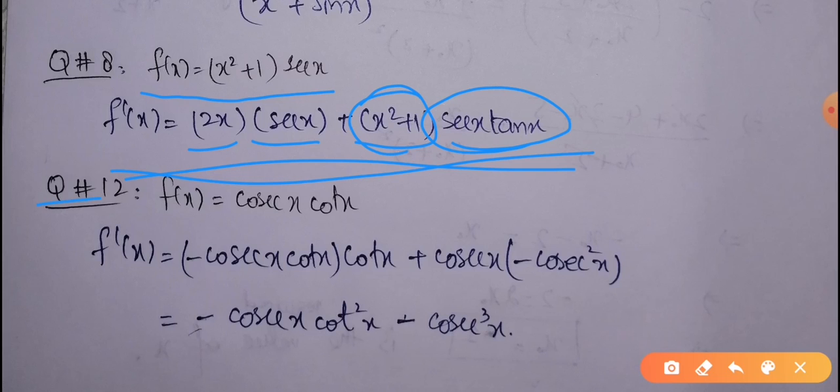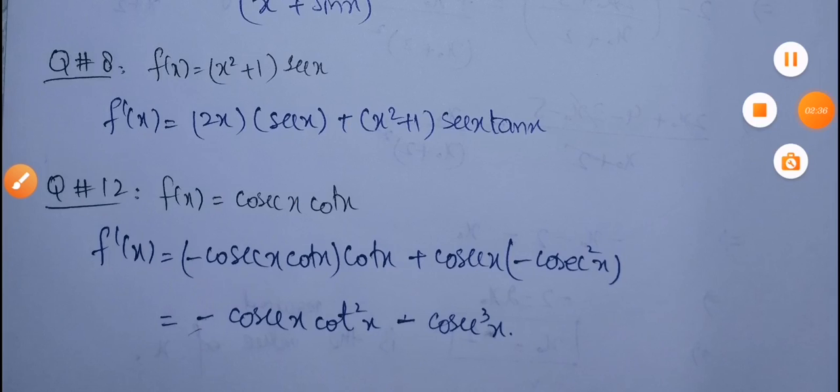So next we have question number 12. f of x is equal to cosecant x cot x. Again we are going to apply the product rule here. At first the derivative of cosecant x, which is minus cosecant x cot x, and cot x as it is, plus cosecant x as it is, derivative of cot x is minus cosecant square x, and on simplifying we get minus cosecant x cot square x minus cosecant cube x.